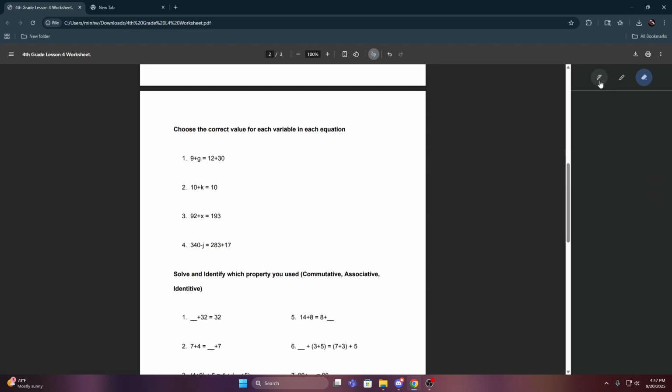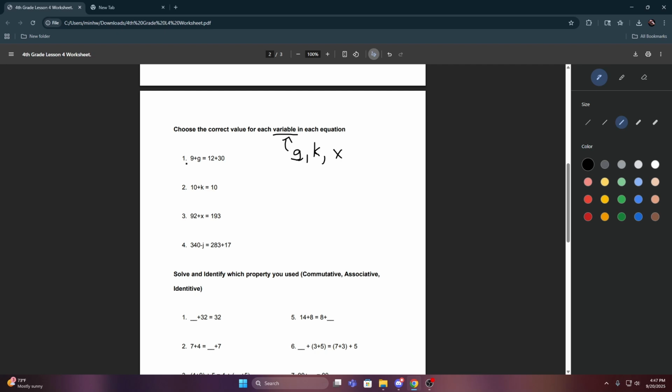Alright, moving on. Choose the correct value for each variable in each equation. Now, what they mean by variable here is some sort of letter like G, K, most commonly X. And these letters represent an unknown value. And so instead of the number, we get a letter that just stands in for what that number might be. So this is the concept of algebra, where you need to use certain rules to be able to figure out what that unknown number is to make the equation possible.